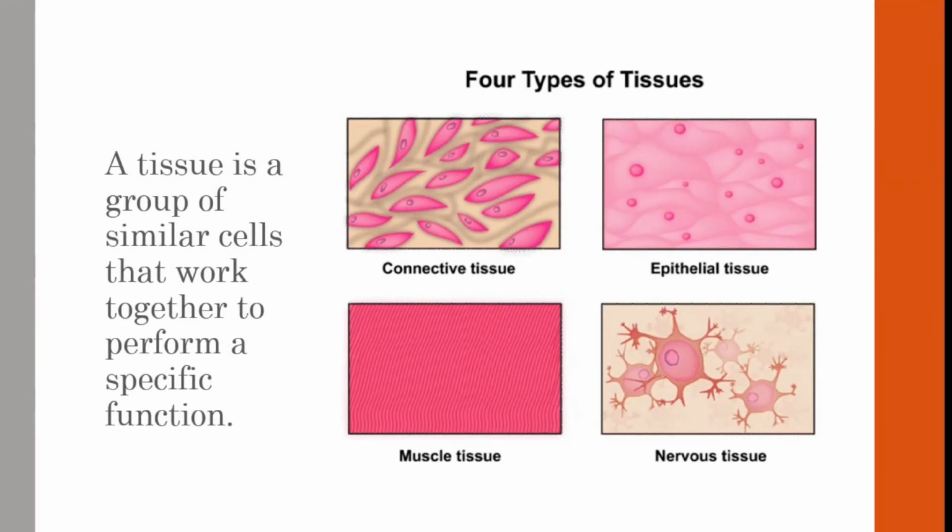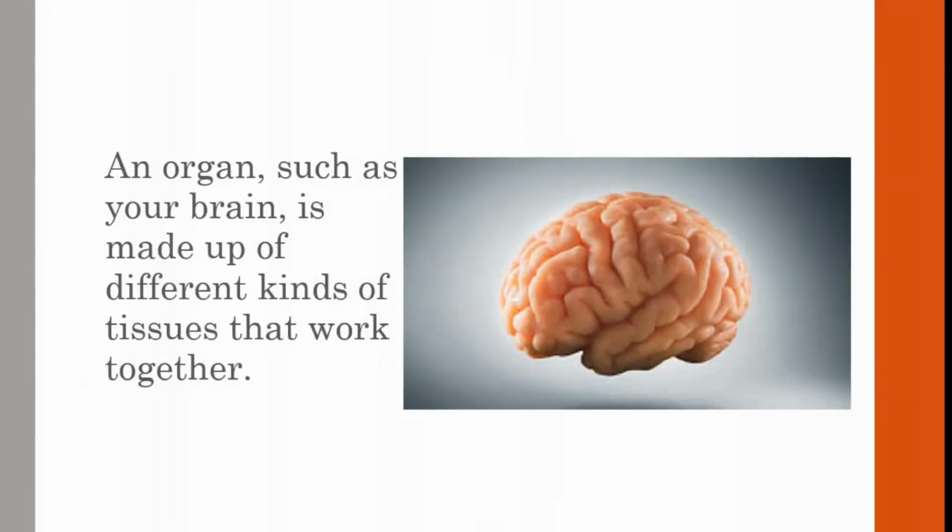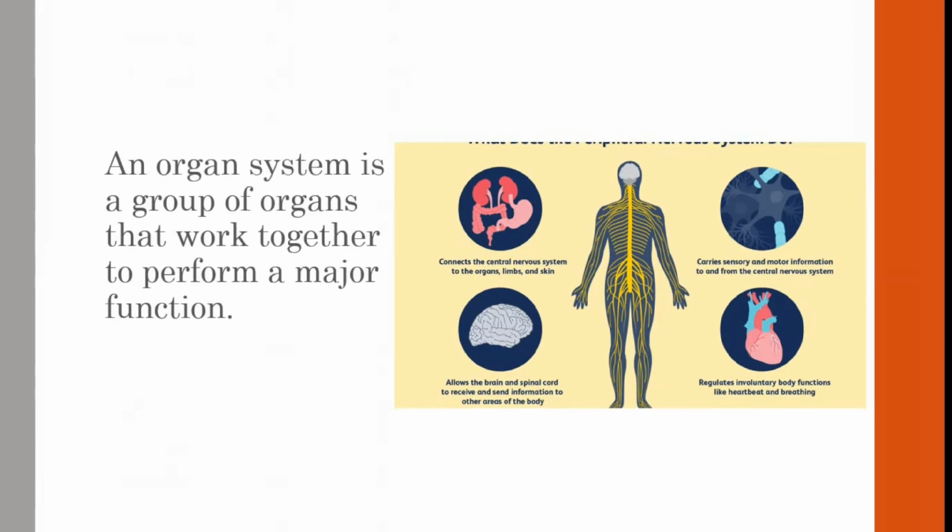A tissue is a group of similar cells that work together to perform a specific function. For example, your brain is mostly made up of nervous tissue, which consists of nerve cells. An organ, such as your brain, is made up of different kinds of tissues that work together. In addition to nervous tissue, your brain contains other kinds of tissue that support and protect it. Your brain is part of your nervous system, an organ system that directs body activities and processes. An organ system is a group of organs that work together to perform a major function.